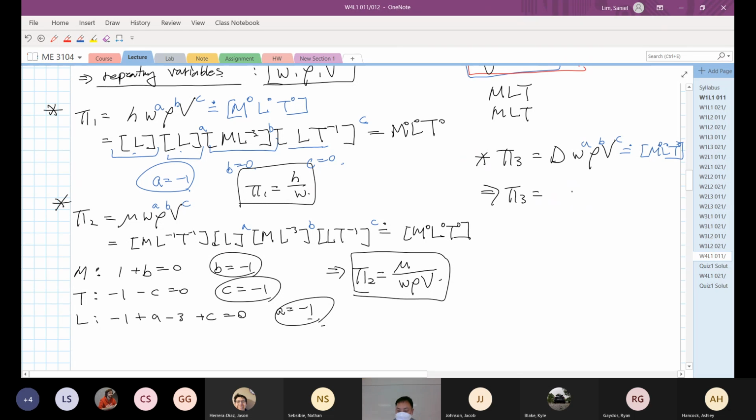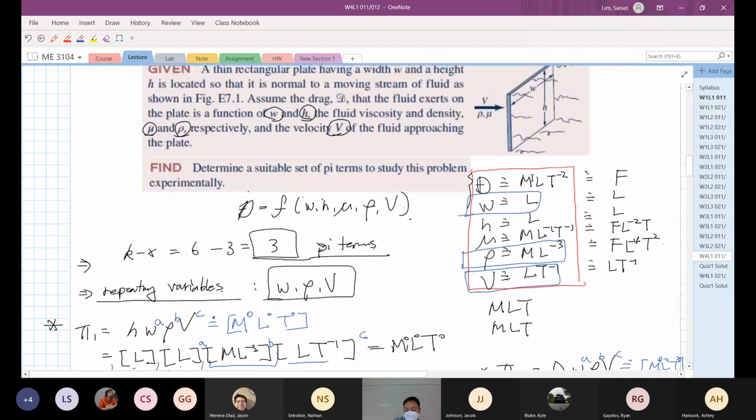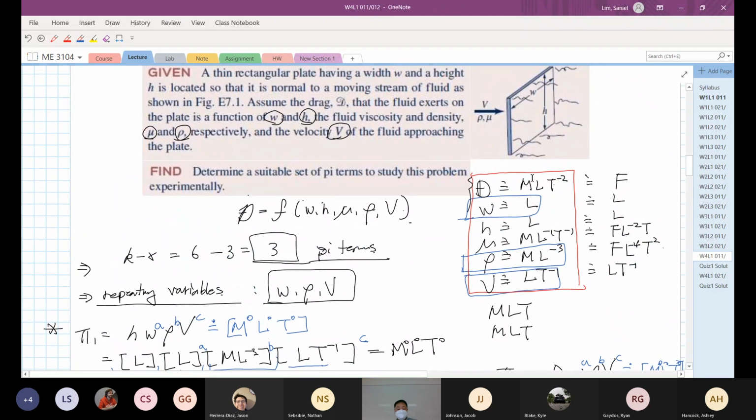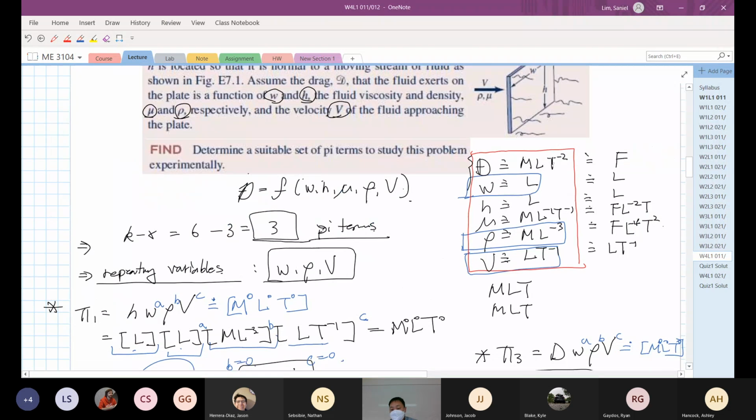The third pi is going to be D over rho V squared W squared. Yep. And what if you use the FLT system? Yes, it's going to be the same answer. So if you use either the MLT system or FLT system, you should have the same answer, because basically you convert the M to F or F to M.